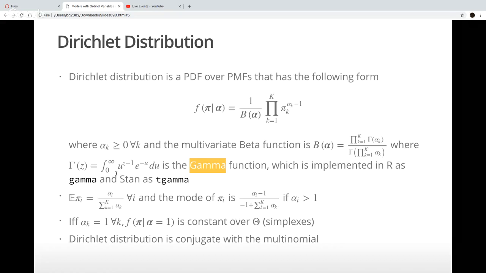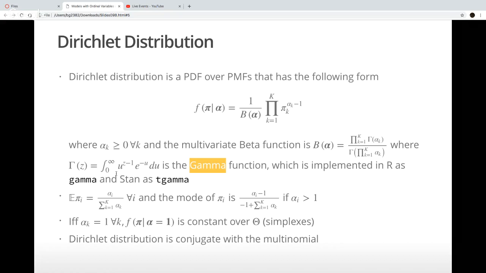So under this distribution, the expectation for the marginal value of one of the components of the simplex is alpha divided by the sum of the alphas. So alpha would be something that you specify, you pass in as information, exogenous and known. And the mode of the Dirichlet distribution is going to be alpha minus 1 divided by the sum of the alphas less 1, but Dirichlet only has a mode if the alpha values are greater than 1.